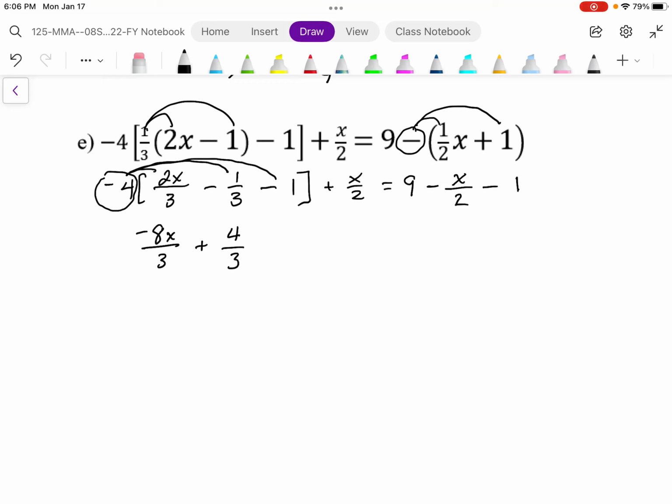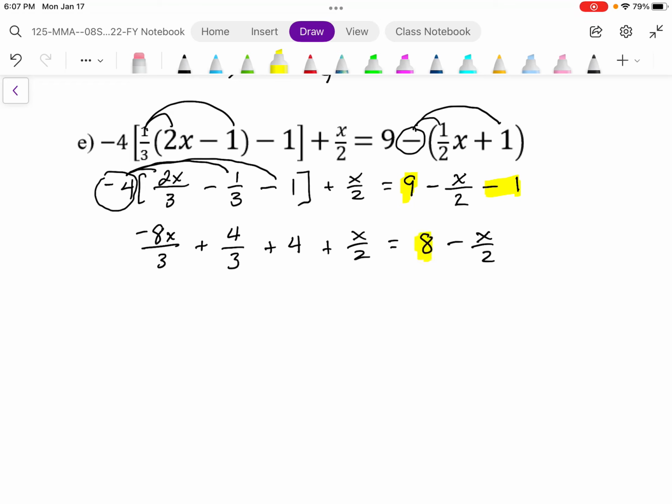So the last part is negative. We're subtracting a negative, so we are going to end up adding. 4 times 1 is 4, plus x over 2 is equal to 9. Well, we have some like terms, so we should try to combine like terms whenever we can. So I have those like terms. That's positive 9 minus 1. That's going to give us 8, and then minus x over 2.